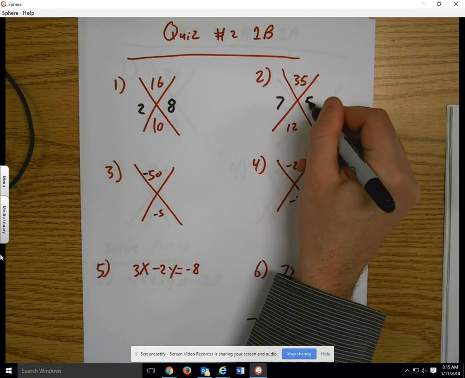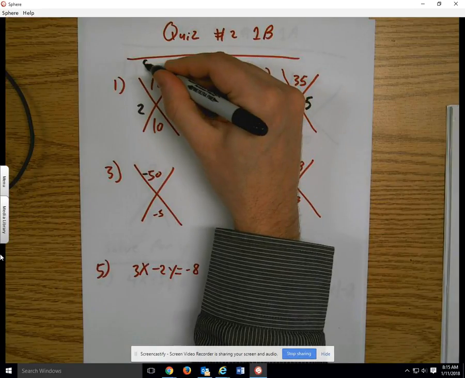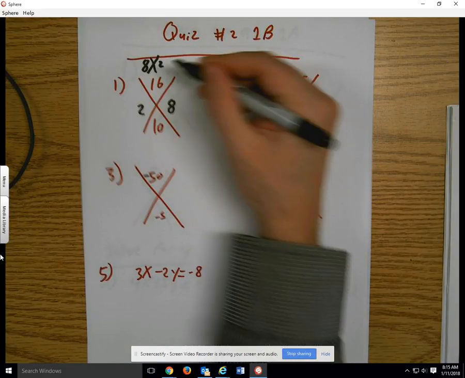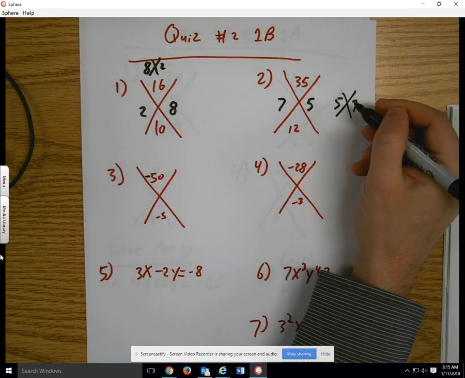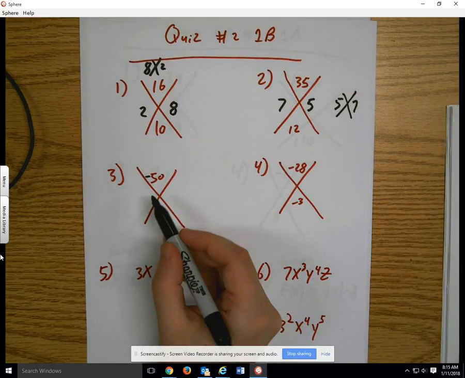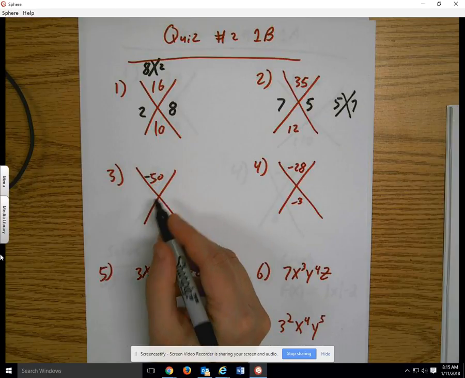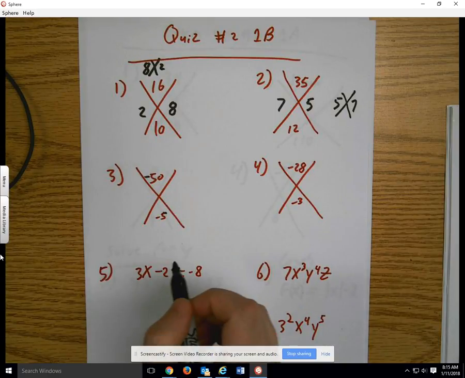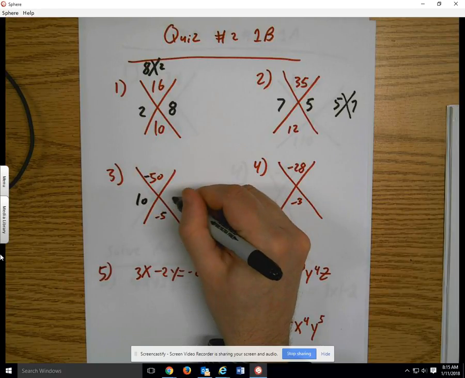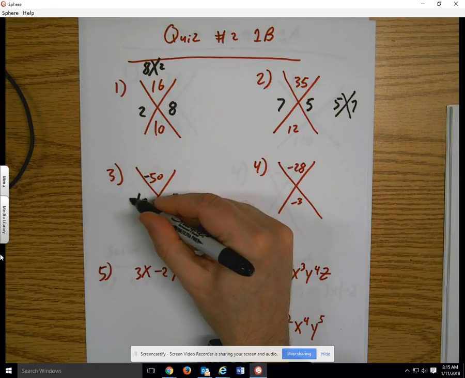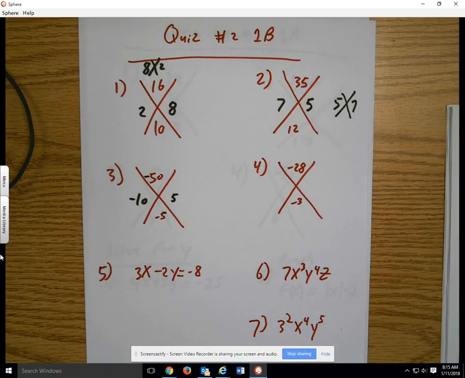Of course, you guys all know that it doesn't matter the order. You could put an 8 and a 2 on this one. You could also put a 5 and a 7. Multiplication's commutative. It doesn't matter. What multiplies to a negative 50 but adds up to a negative 5? 10 and 5. Yeah. One of them is negative. It's a negative 10. Good job.